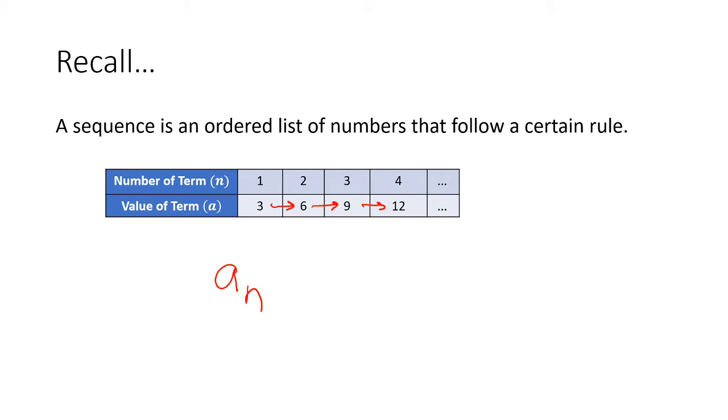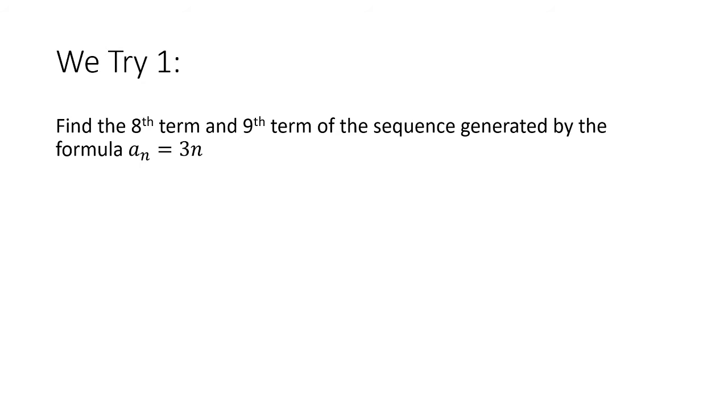A sub n is the value of a certain thing, and it looks like it's 3 times the index number, the number of the term, and I multiply it by 3, right? 1 times 3 is 3, 2 times 3 is 6, 3 times 3 is 9, 4 times 3 is 12. So it looks like I'll be able to use that rule. So let's use that rule to our advantage.